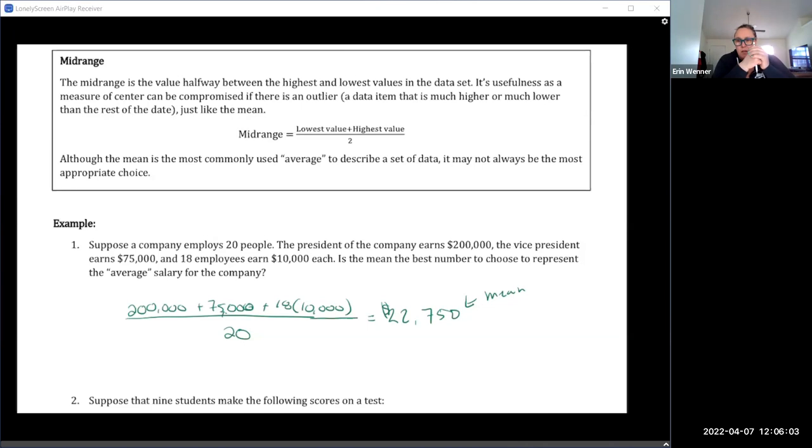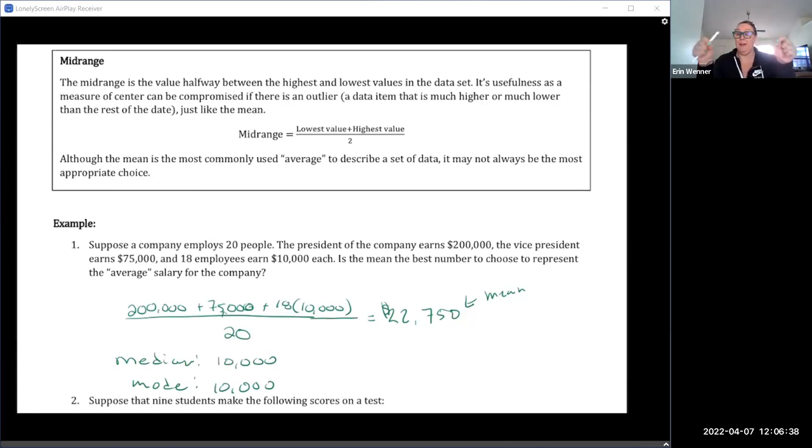They earn 10,000, right? So telling one of those workers that the average salary at the company is 22,000, they're going to look at you and be like, since when? I'm not getting that, right? They're going to be upset. So if we were to find the median and the mode, they're both going to be $10,000. So those would be better measures to talk about the overall average of the income at this company.